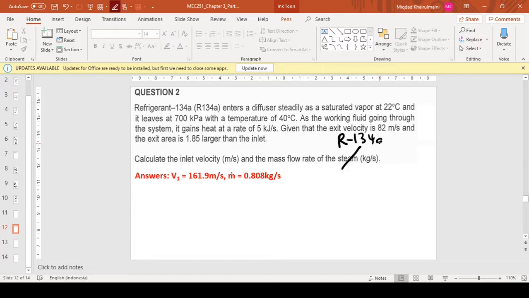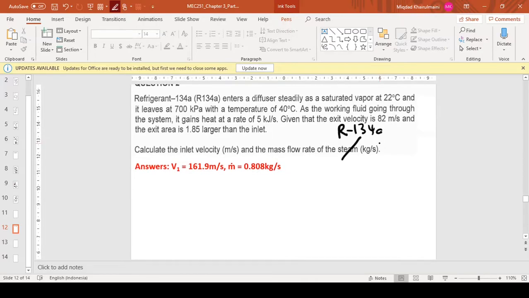Before we start with step 1, let's list down the conditions. Based on the question, the device is a diffuser, so there is no work interaction: work in and also work out are equal to 0. Then we have a Q in, Q added, because it is gaining heat, so Q out is 0.